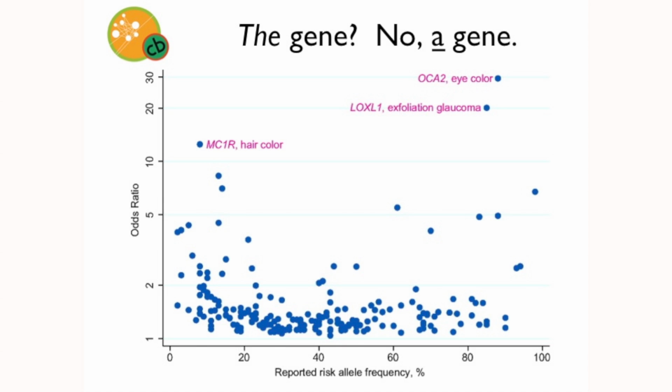All right? So again, most of this is under 50%. So if you have the disease, do you have this risk allele? Maybe half the time for some of these. So genes work together in complicated ways. There is no the gene for X.